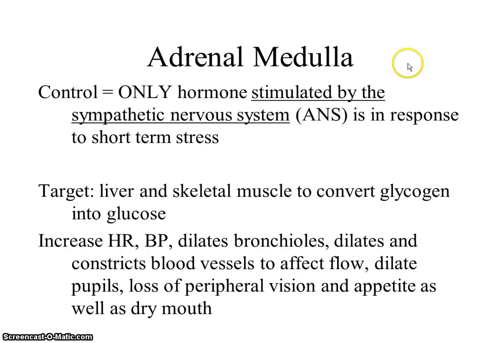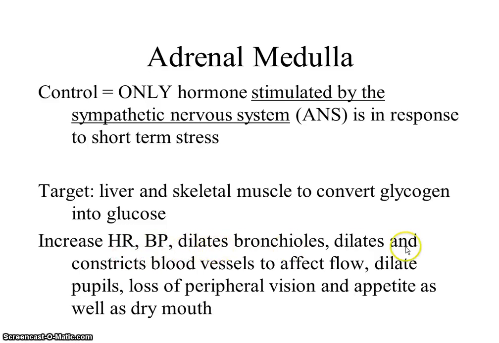The adrenal medulla, still the inner part of that, is the only one stimulated by the autonomic, the neural system outright. And it's a response to short-term stress, so acute stress. Targets liver or skeletal muscle, and we convert glycogen to glucose here. So again, we're freeing up energy because we're in a fight or flight. And once we free up energy, we can use that to increase heart rate, increase blood pressure. So these are going to help us do the fighting or flighting.